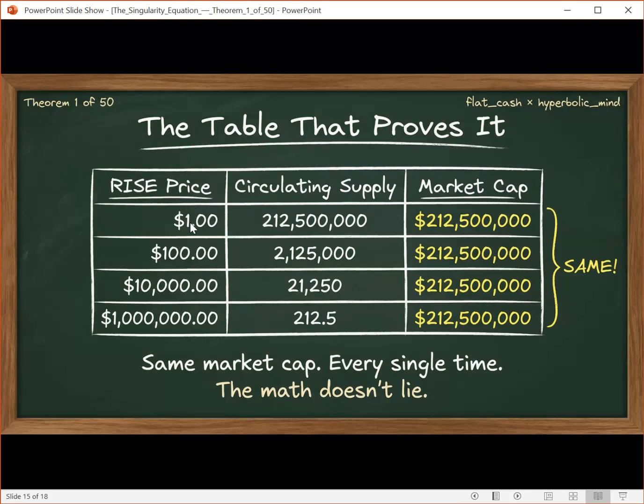So here is the table. Basically, that's what we are trying to show here. When you start, the price starts at $1. Circulating supply is 212 million, and then as it goes down, notice that when this goes down, the market cap can still remain the same, but the price has to go up because the circulating supply would have shrunk down to 2 million or 21,000 or 212. Once the circulating supply comes down to 212, the price has to reach even $1 million, while the market cap still remains the same.